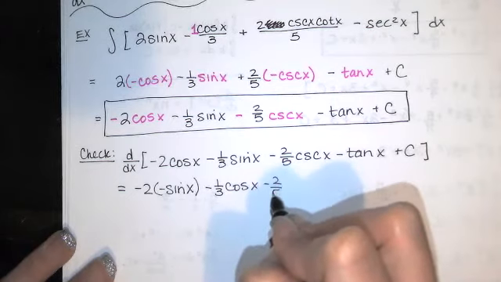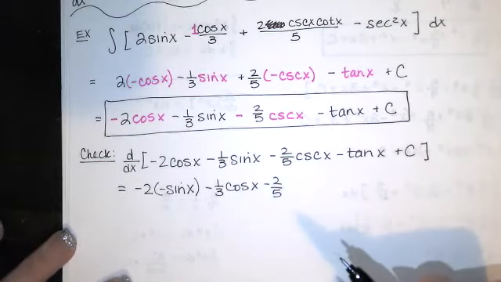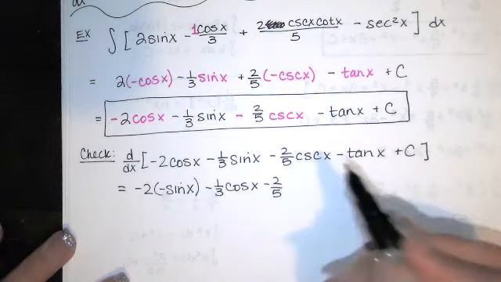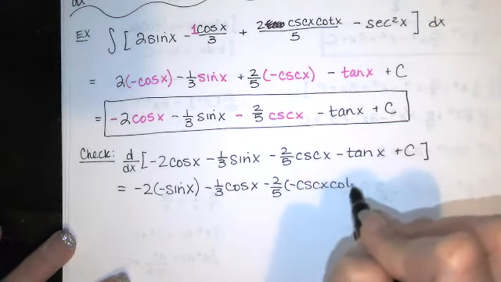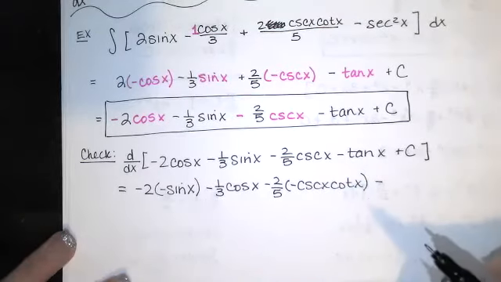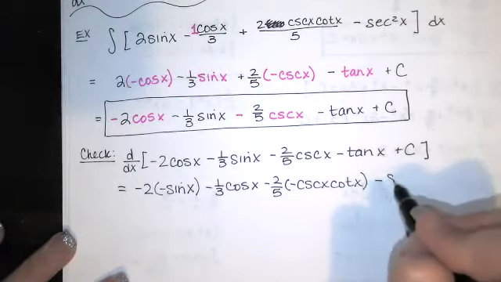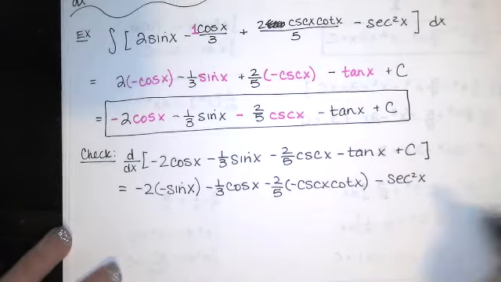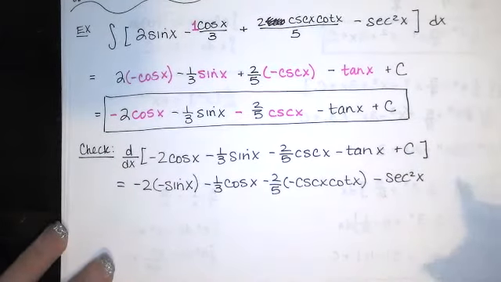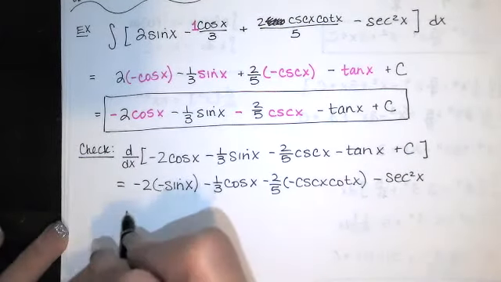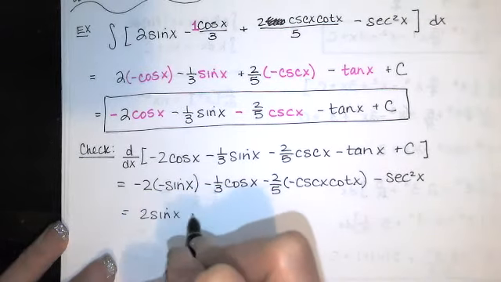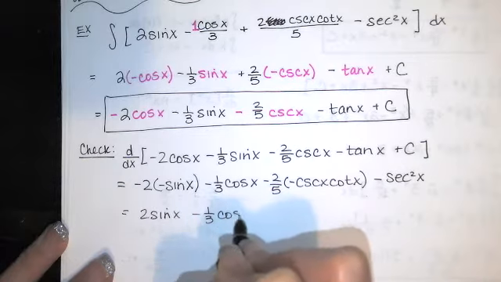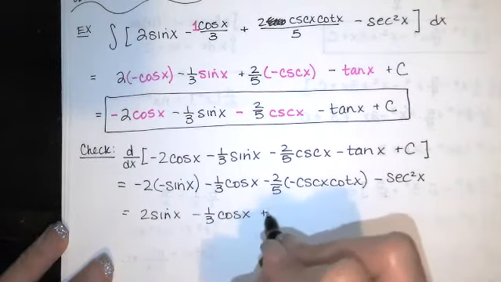Bring the negative 2/5 down. I say to myself, what's the derivative of cosecant of x? It's negative cosecant of x, cotangent of x. Bring the negative down. What's the derivative of tangent of x? Secant squared x. Then I say, what's the derivative of c? It's 0. So this is my answer. It's just not simplified. Negative times a negative is positive. Negative times negative is positive again.